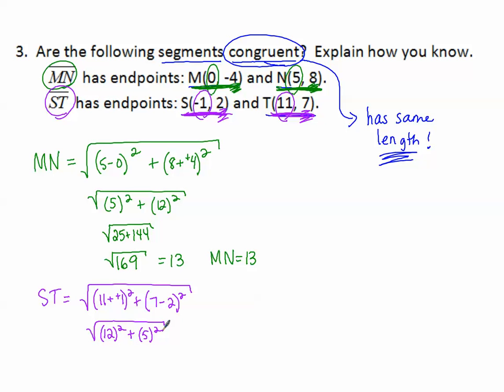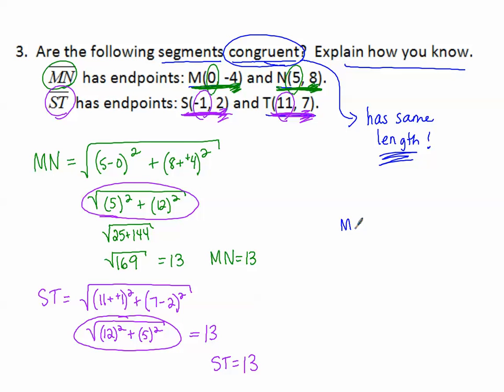Now before I give myself too much work, I notice I saw 5 squared and 12 squared earlier. Because this is the same as that, I know I'm going to get the same answer, 13. So saving myself some work, I see ST is also 13. So yes, they are congruent. Now let's explain how we know. MN equals 13, ST equals 13. That was from the work we just found. That means MN equals ST, the lengths. Therefore, segment MN is congruent to segment ST.